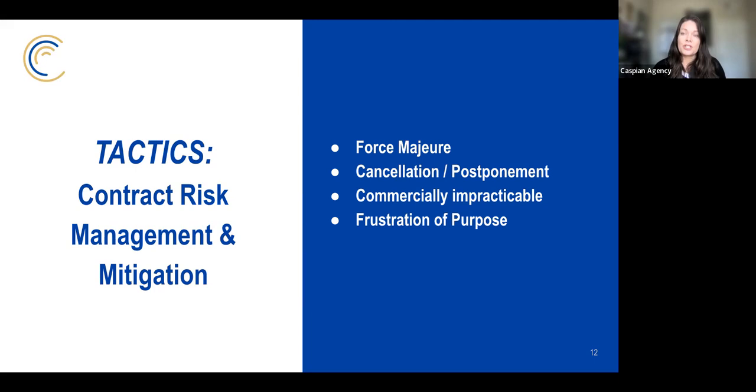Having a cancellation or postponement, a lot of you I'm sure have that. Postponement is becoming more favorable, as we know, by the venue and hotel industries, and sometimes that works for both parties.